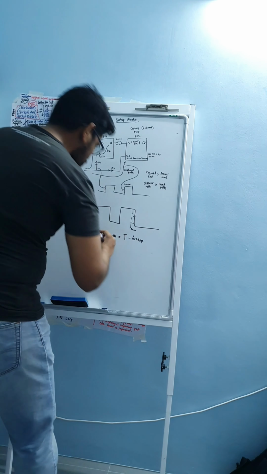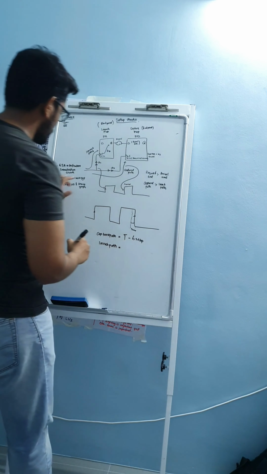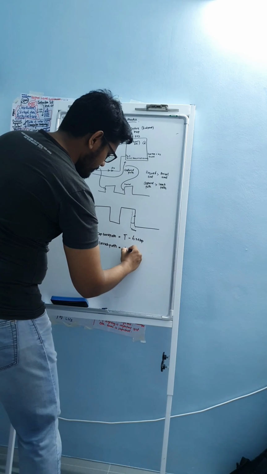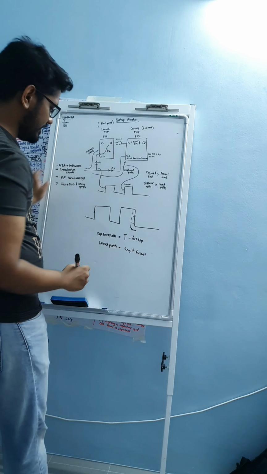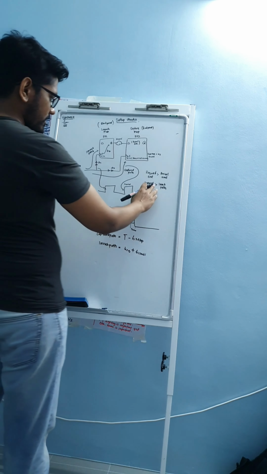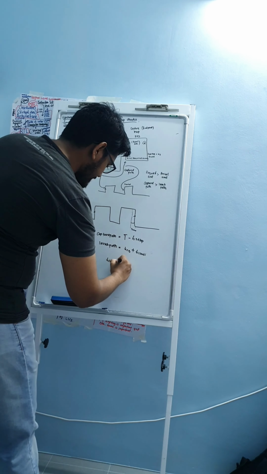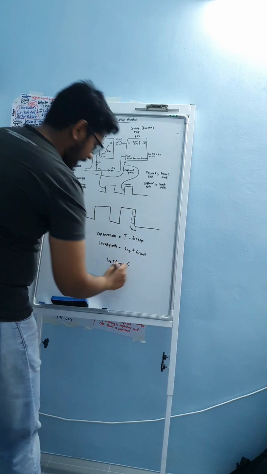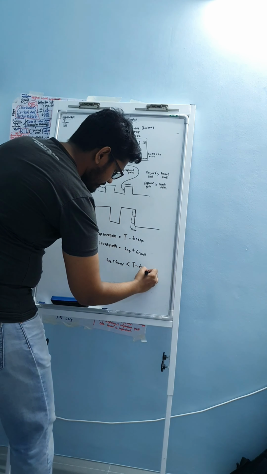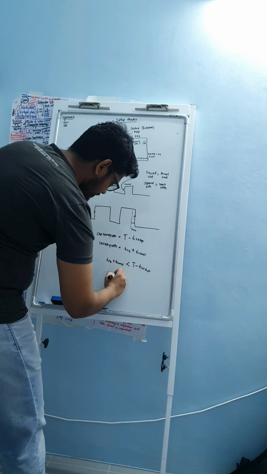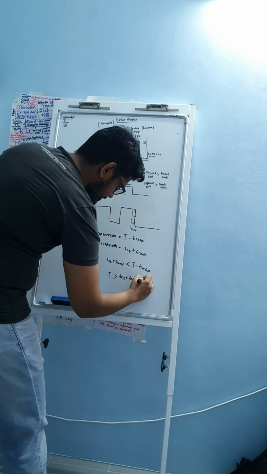And then how about the launch path? The launch path over here equals your TCQ plus your T combi. So in other words, your TCQ plus T combi has to be faster than T minus T setup. In a way, T is TCQ plus T combi plus T setup.